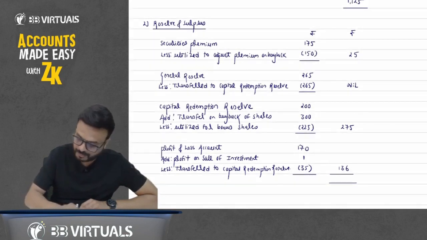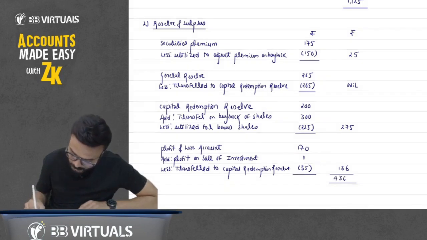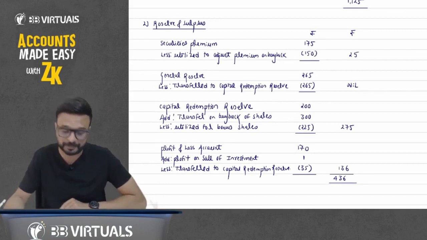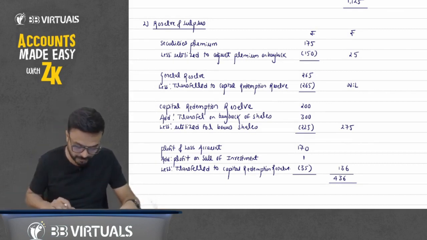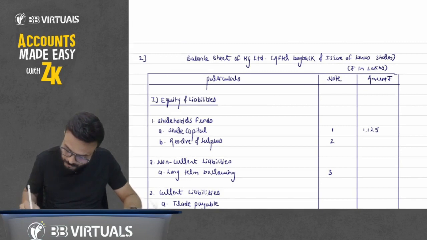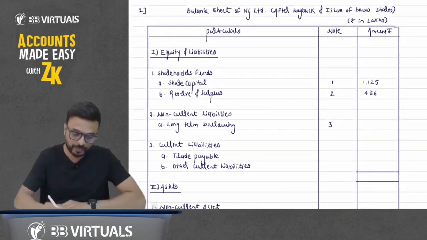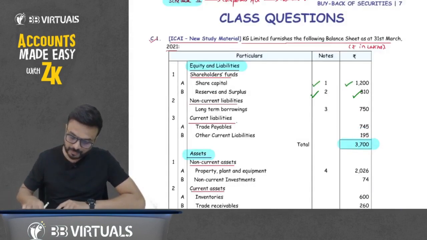25 plus 275 plus 136 comes to 436. So write down this 436 in the balance sheet. Okay. Now after this, come to the balance sheet.